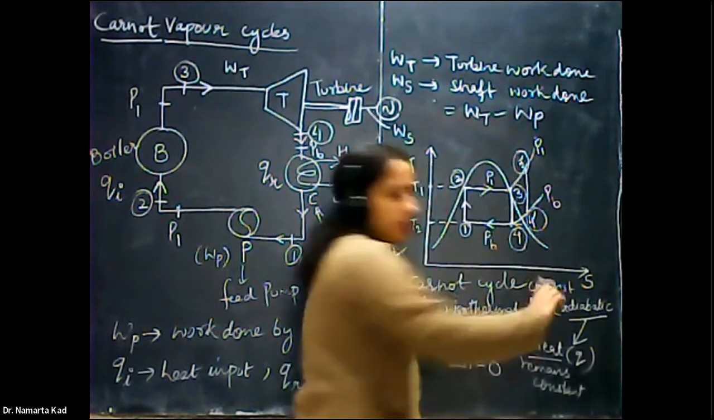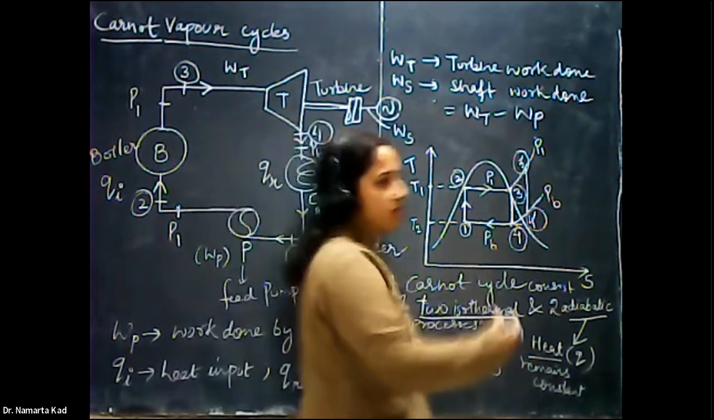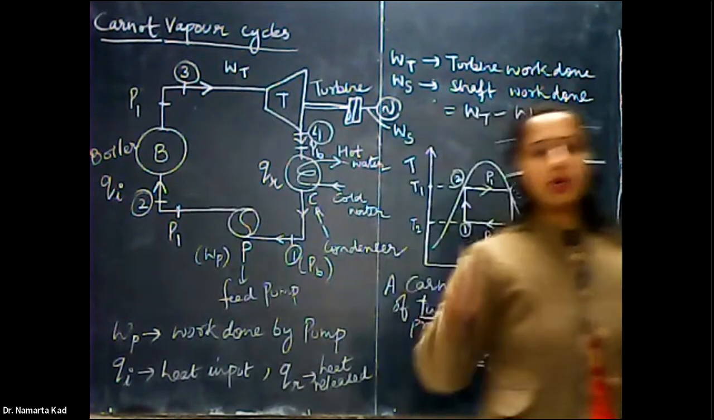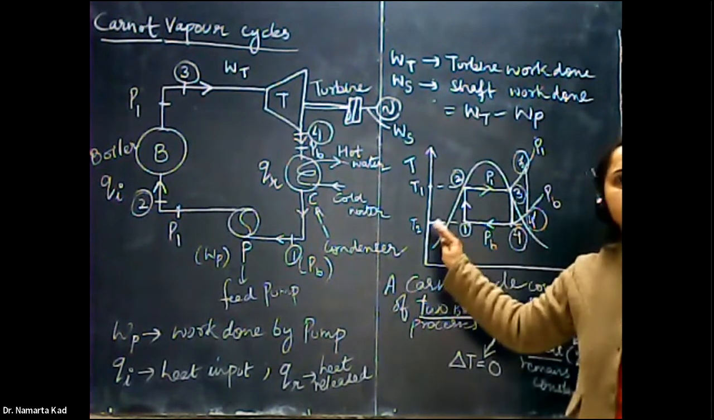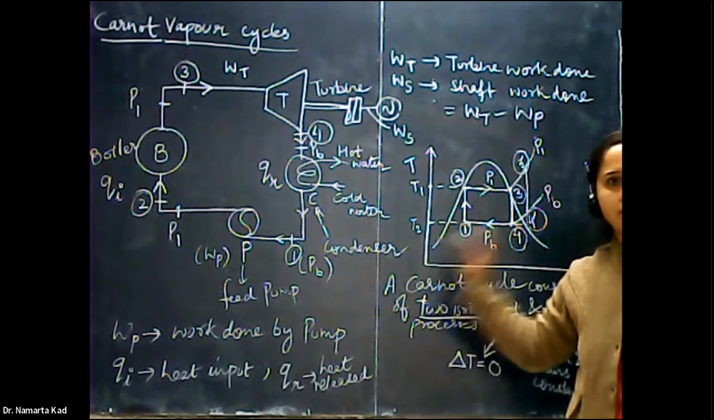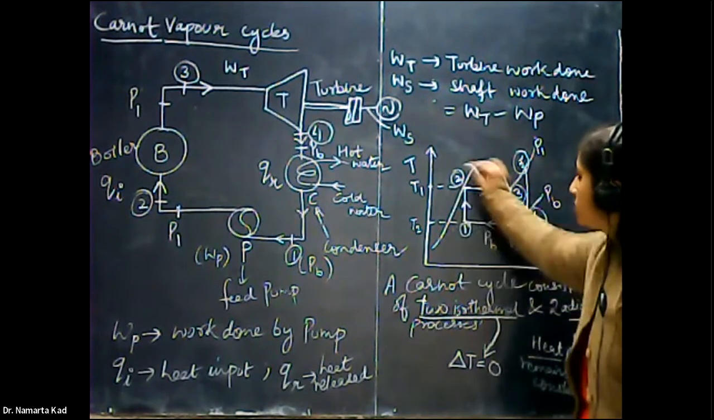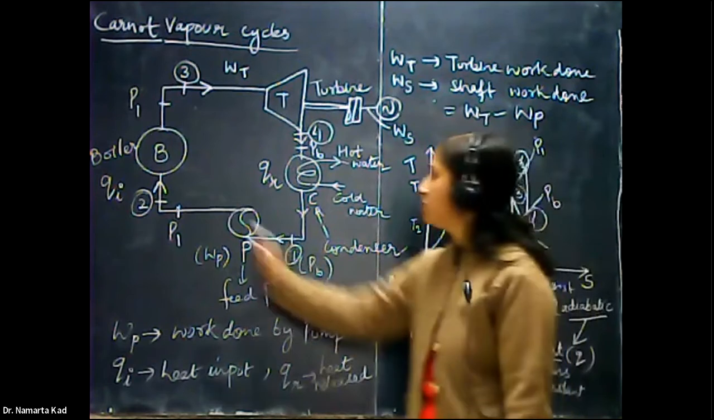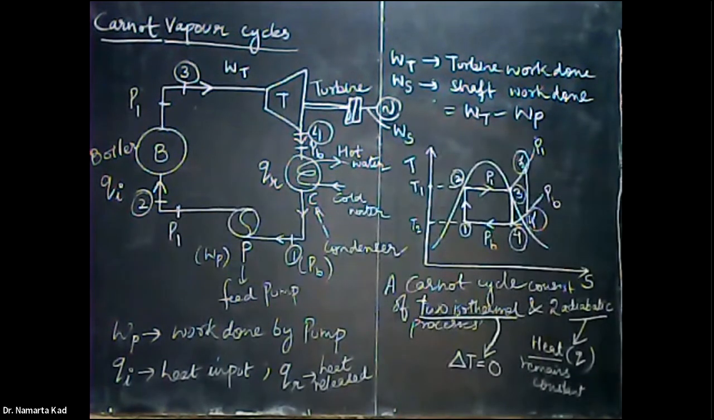Okay, so this is the basic meaning of the isothermal and the adiabatic process. In the Carnot cycle, there are two isothermal processes and two adiabatic processes. Let's start with the first stage, that is stage 1-2, which is across the pump. Here it is 1, here it is 2.